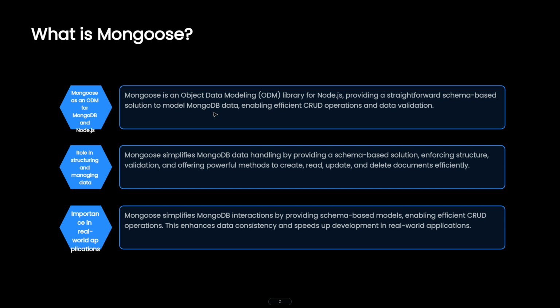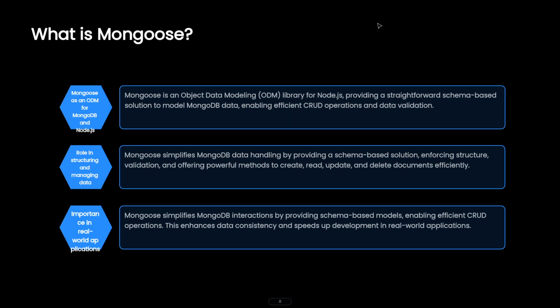Coming to the next point, its role in structuring and managing data. Mongoose simplifies MongoDB data handling by providing a schema-based solution, enforcing structure, validation, and offering powerful methods to create, read, update, and delete documents efficiently. Here, Mongoose simplifies MongoDB data handling, and MongoDB data can be handled entirely by these four operations: create, read, update, and delete.